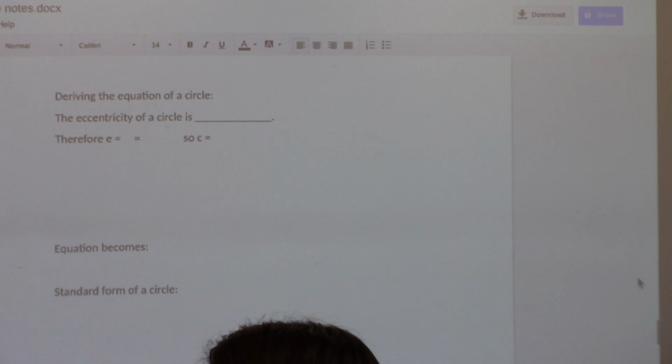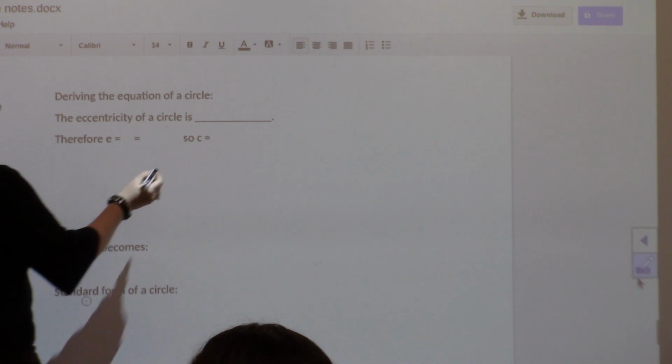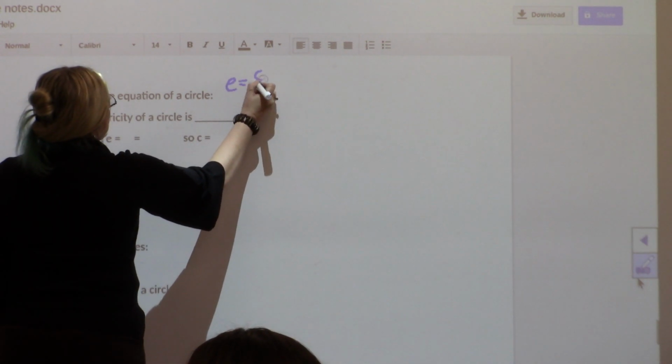Now recording. So here we go. We're going to be deriving the equation of a circle. Of course, what is the formula for the eccentricity? E equals C over A.